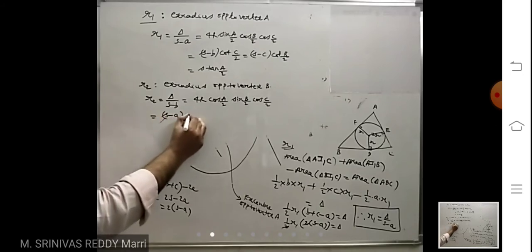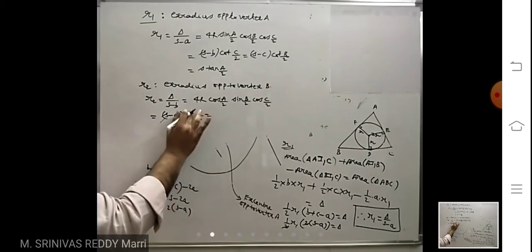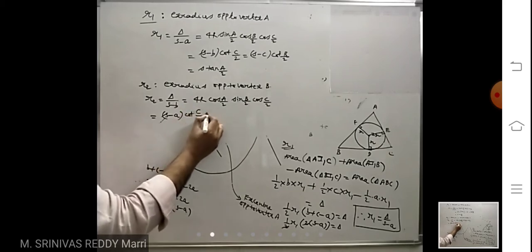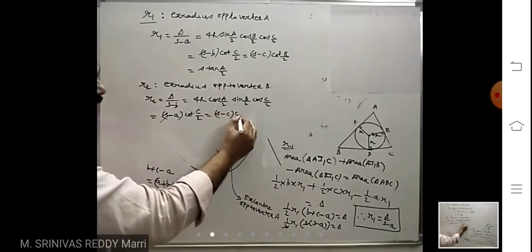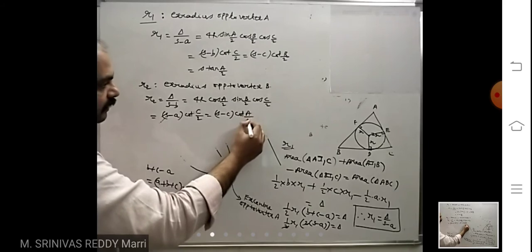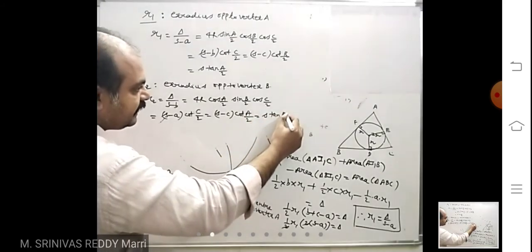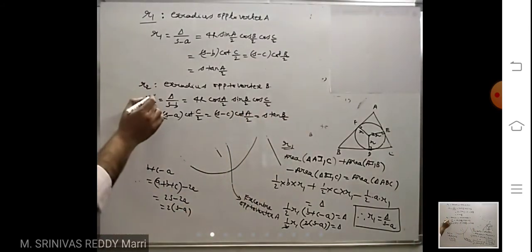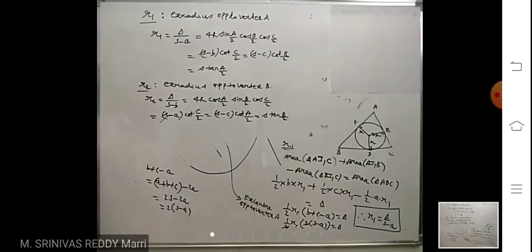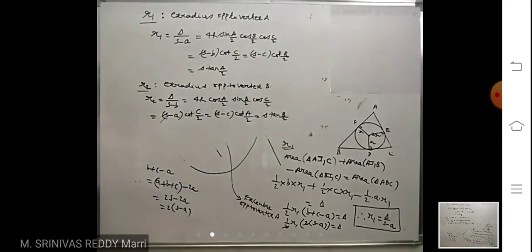Now R2 has another formula: S minus A cot C by 2, capital C, angle means capital always. Then S minus C cot A by 2. And another formula is S tan B by 2. This is for R2. The exradius opposite to vertex B, one circle is there. The radius of that circle, this is.